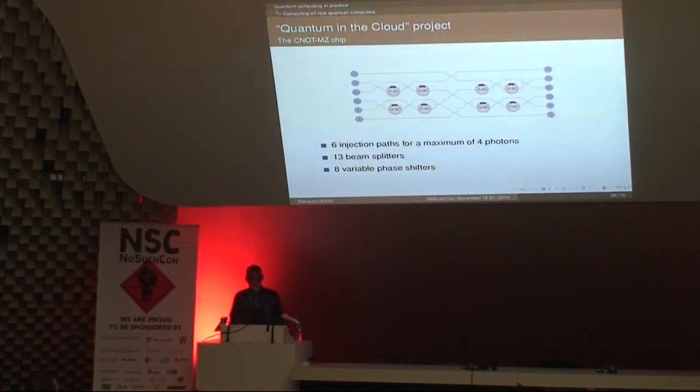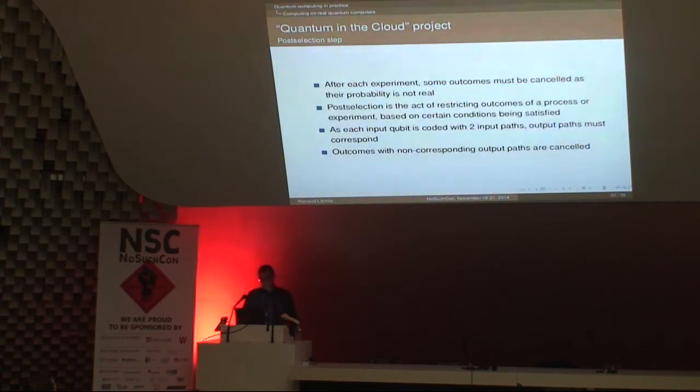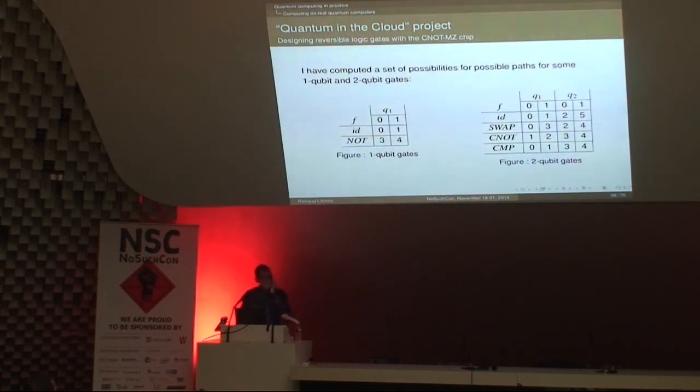So the full chip has 6 injection paths, 13 beam splitters, and 8 tunable phase shifters. And you must make a post-selection step just after the simulation to have the real probabilities, because you will see complex probabilities at the end, that is to say outcomes that cannot be possible. So you have to post-select the experiments. I will explain that in the demo.